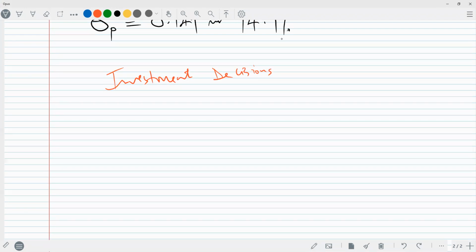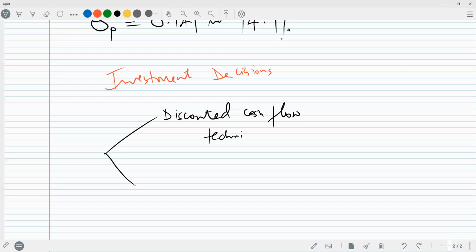So the methods we're going to be using when it comes to investment decision making: we have the discounted cash flow techniques, and you have the so-called non-discounted cash flow techniques.